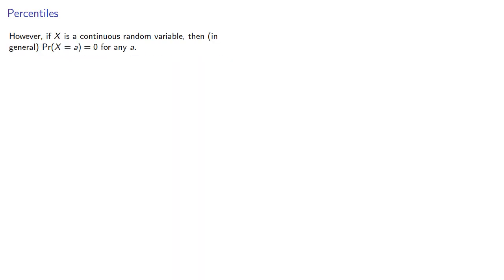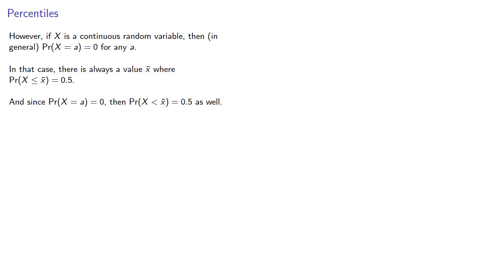However, if x is a continuous random variable, then, in general, the probability that x is equal to any specific value is going to be 0. In that case, there's always a value where the probability that x is less than or equal to that value is 0.5. And again, since the probability that x is equal to any specific number is going to be 0, then the probability that x is strictly less is still 0.5. And this avoids the problematic cases of the median of a set of discrete values.